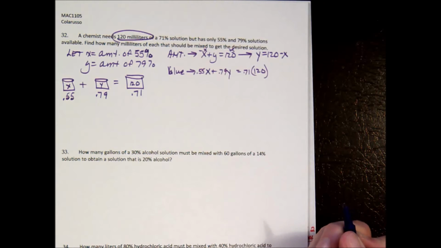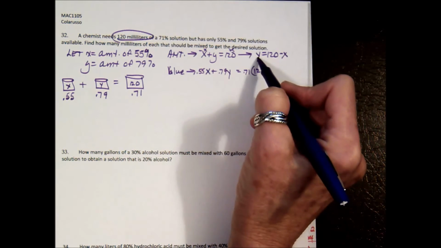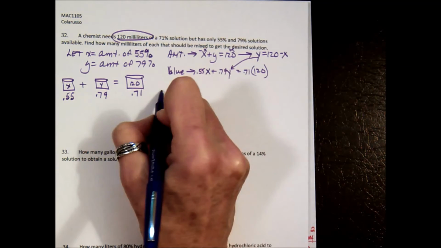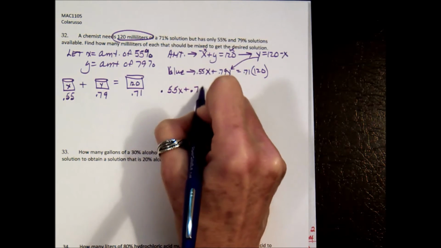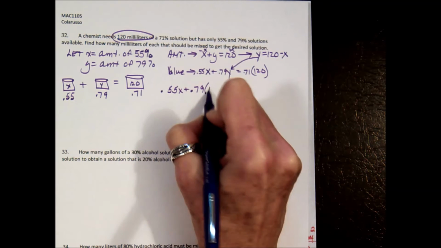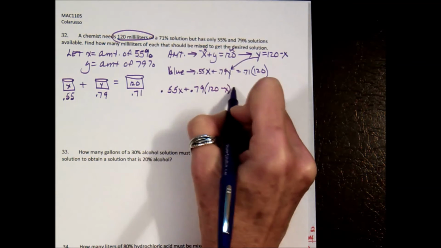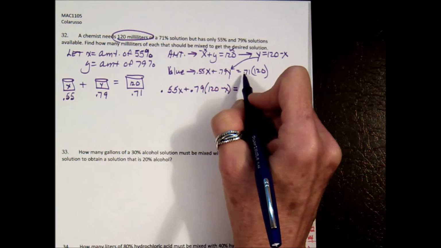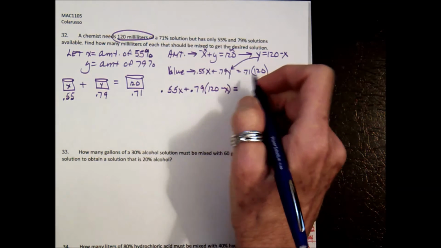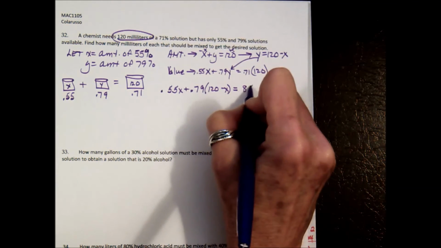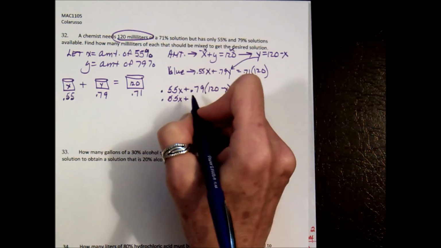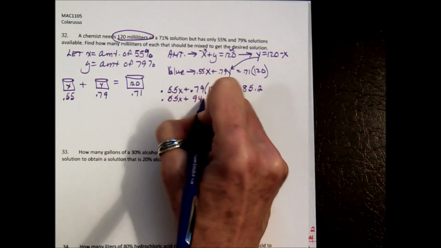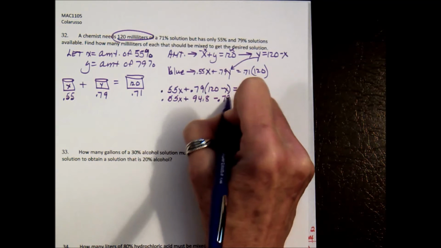Now what I'm going to do is substitute this into here. So 0.55x plus 0.79 times 120 minus x equals 0.71 times 120, which is 85.2. Use your calculator. Or 0.55x plus, let's distribute this. That will be 94.8 minus 0.79x equals 85.2.